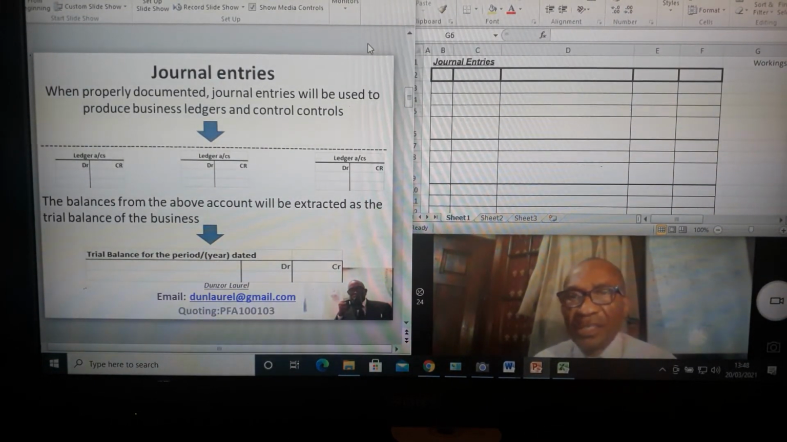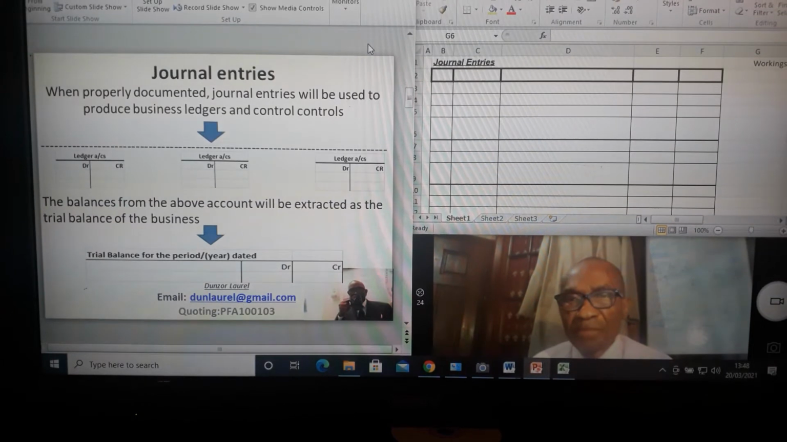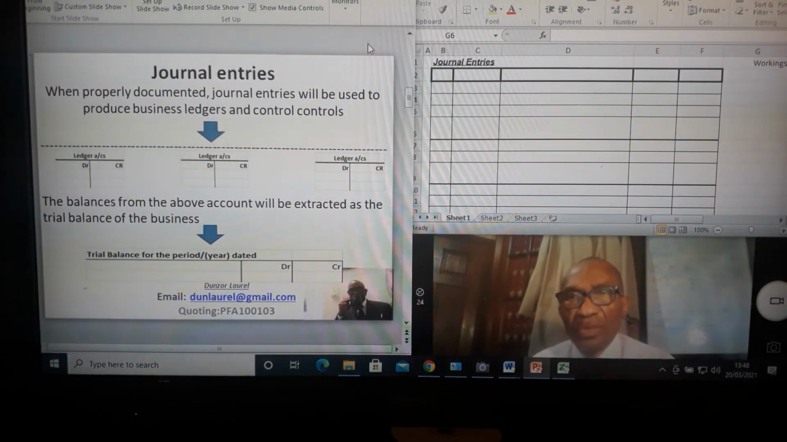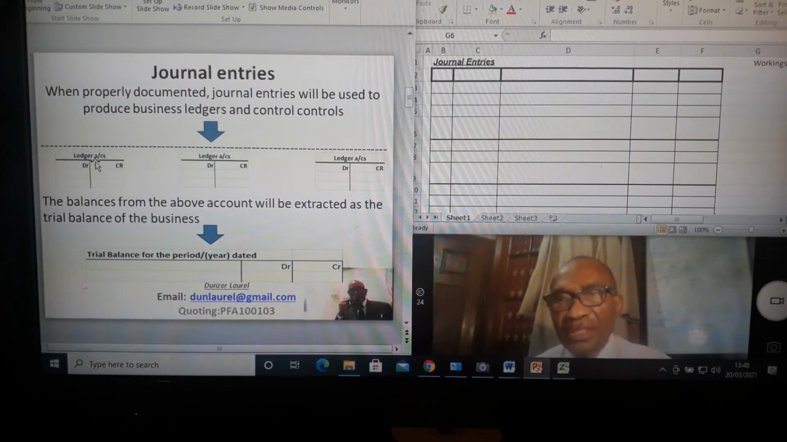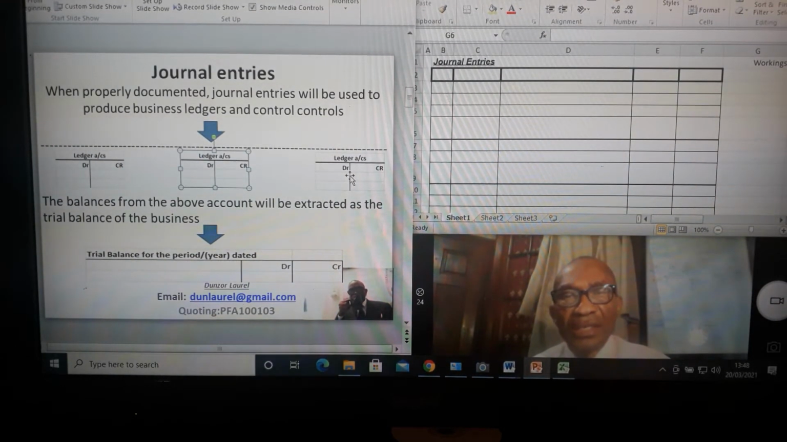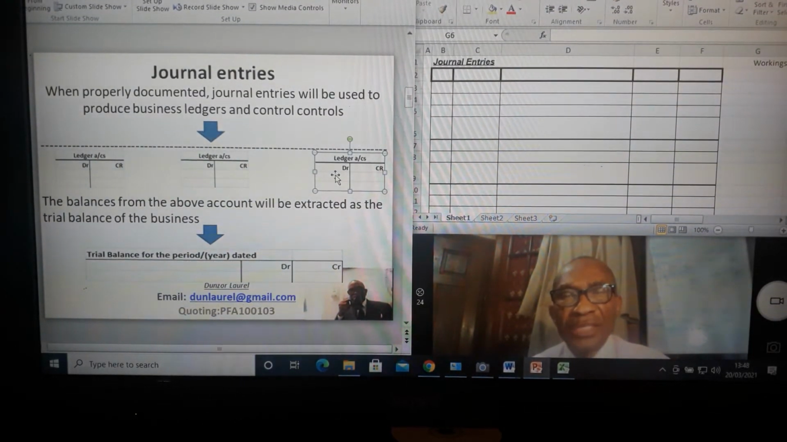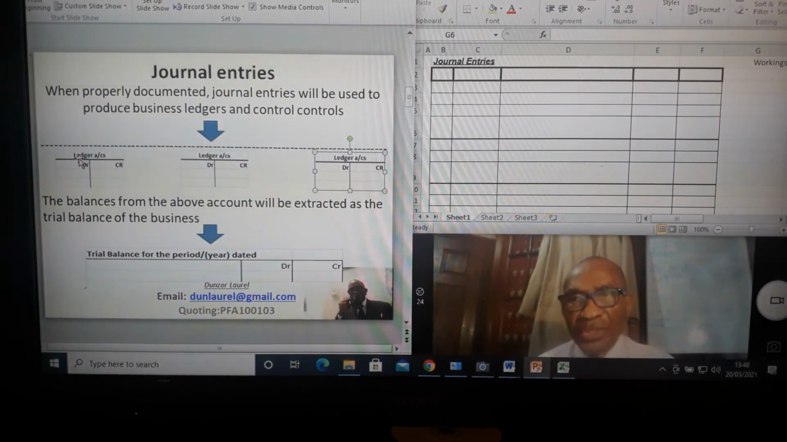A journal entry will assist the company in keeping their records for management purposes. When properly done, it will help to populate the company's business accounts, like the sales ledger, purchase ledger, other nominals like rent, rates, light and heat, printing, postage and stationery, and so on. So a properly documented journal entry will help to produce all these accounts.